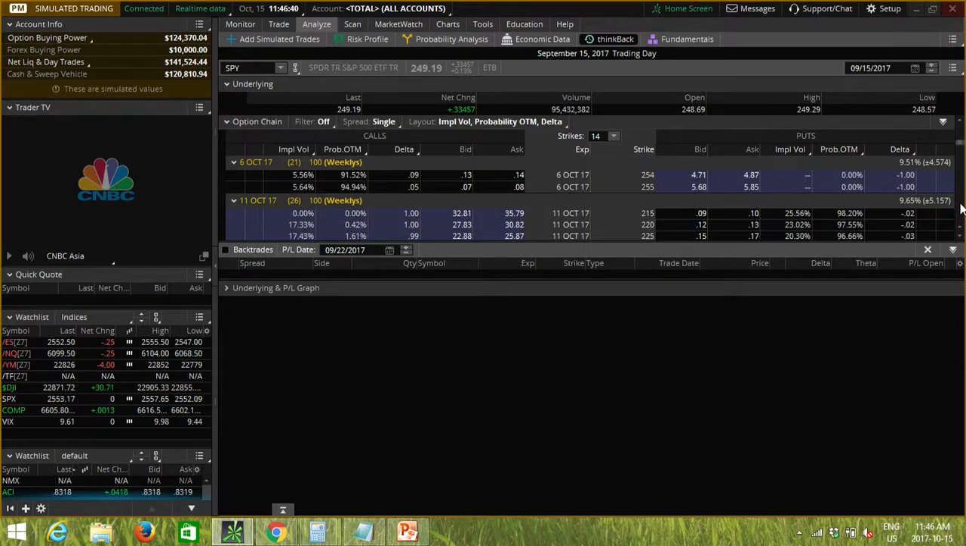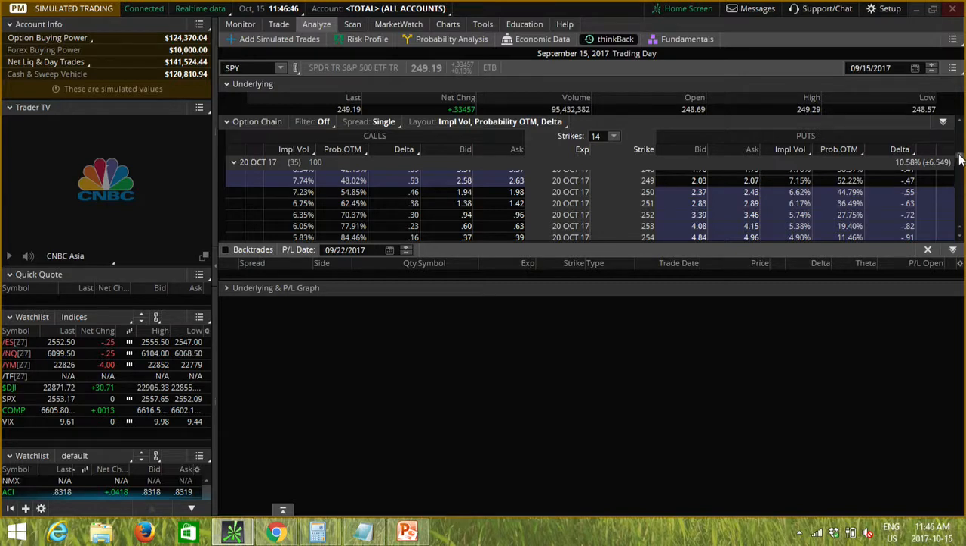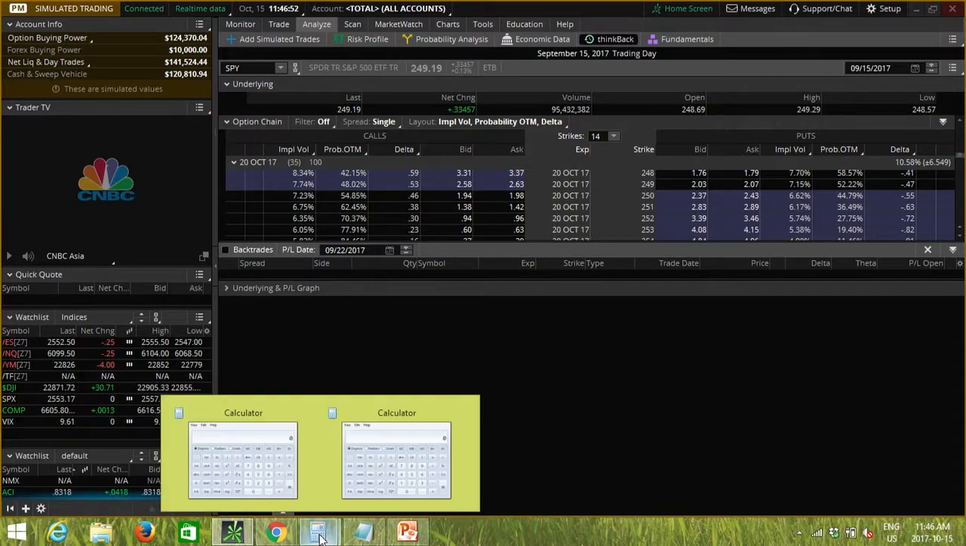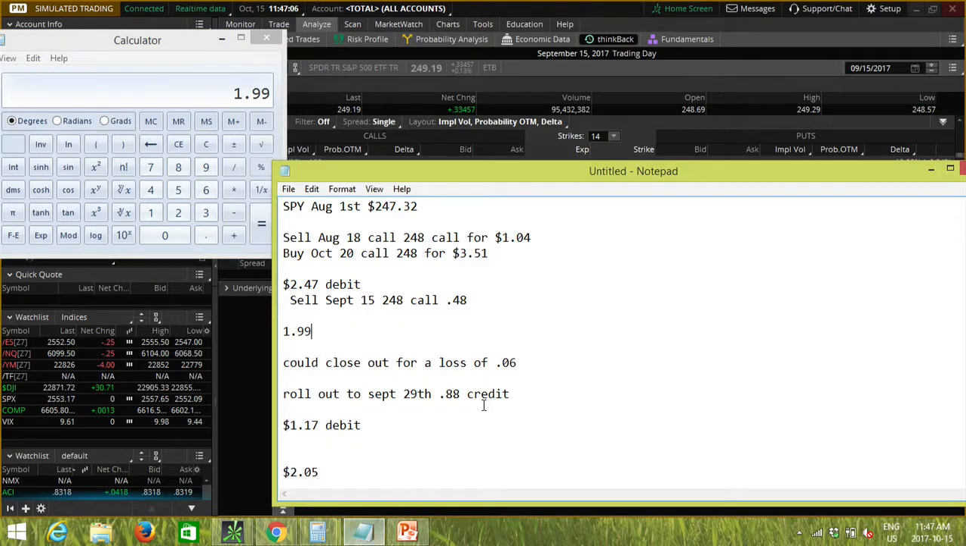So let's see here, October. Okay, so 3.31. 3.31 minus the 1.32, I think it was. So, okay, $1.99. We would actually break even on this position if we got out now. Right? We'd break even. But what's the point? Right? We want to make money on this.